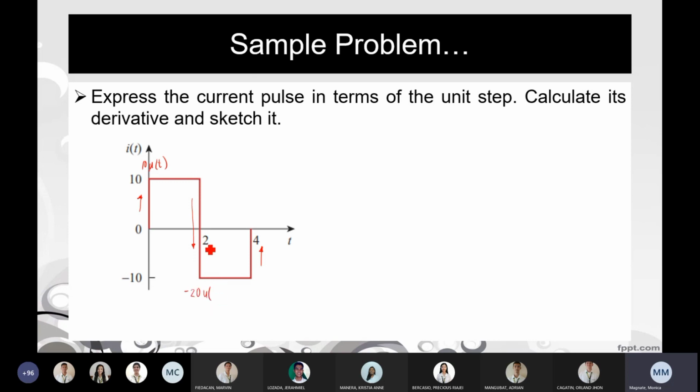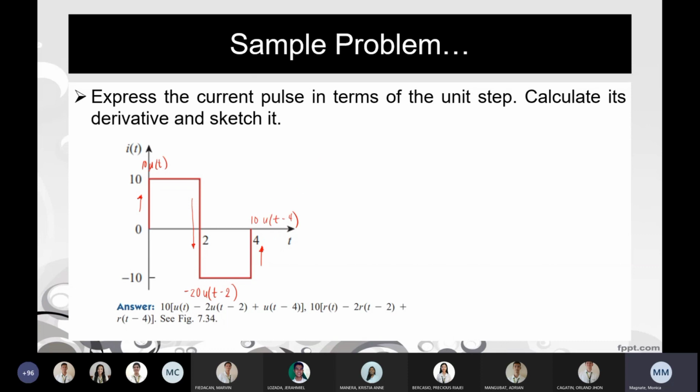U of, ano to? T minus 2. Tapos, umakyat ulit siya dito. Tapos, yung magnitude niya is 10 lang naman. So, 10 U of t minus 4. Okay? Tapos, pagsama-samahin nyo lang. So, yung 10 U of t minus 20 U of t minus 2 plus 10 U of t minus 4.